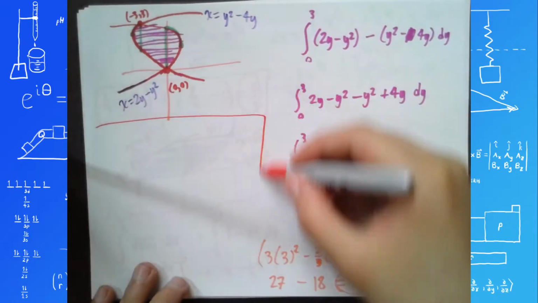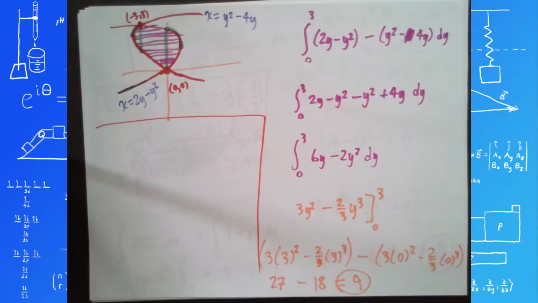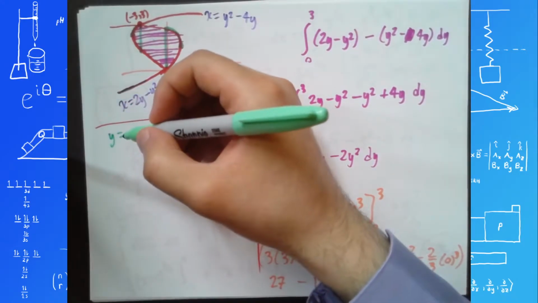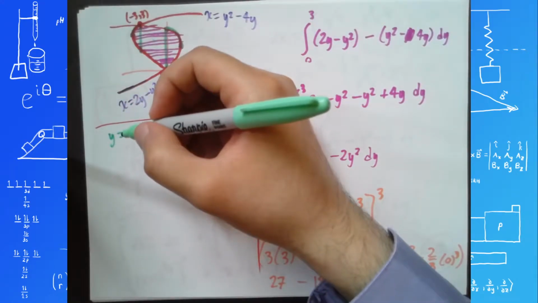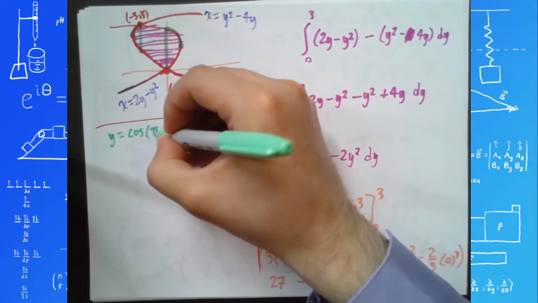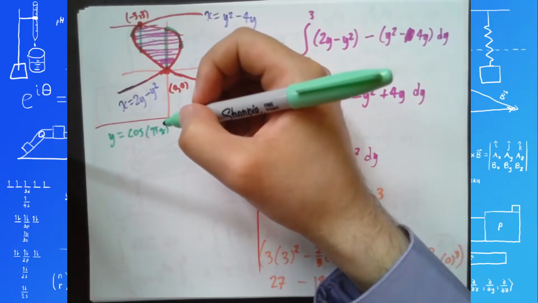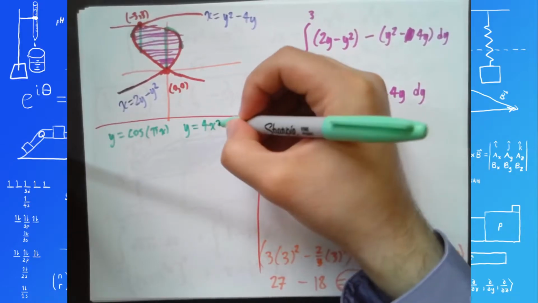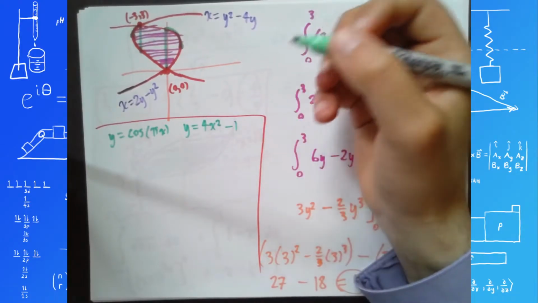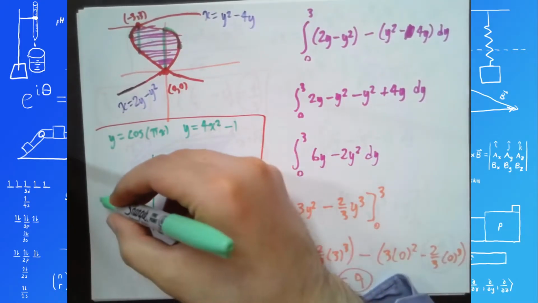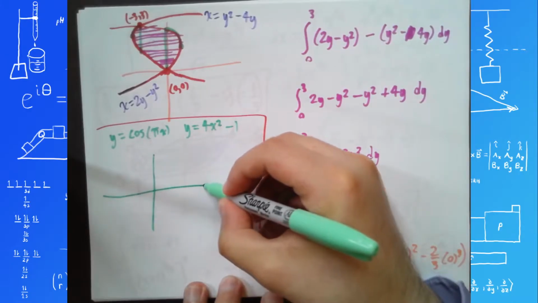Let's see if I can at least fit the beginning of this problem in here. So they want the region enclosed by y equals, where did it go? Cosine of pi x and y equals 4x squared minus 1. Okay, probably a good idea to sketch the curves so we can get a sense of how they work.